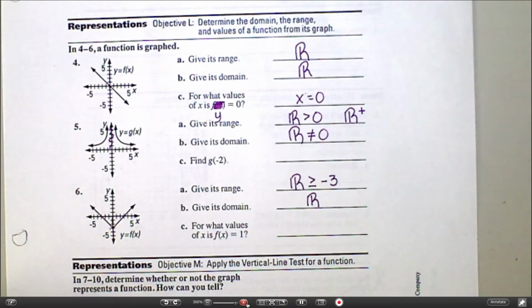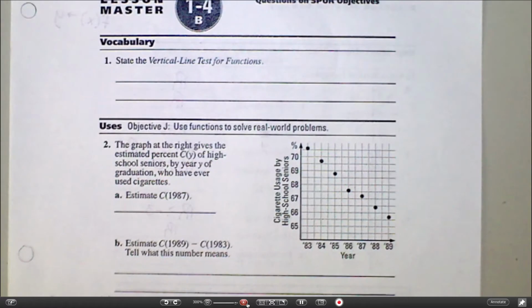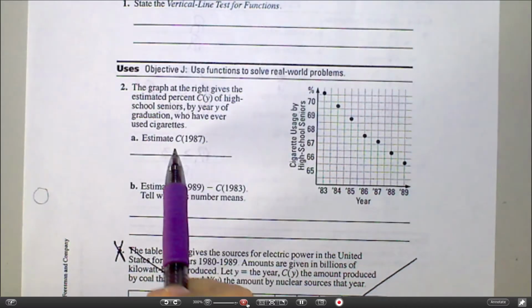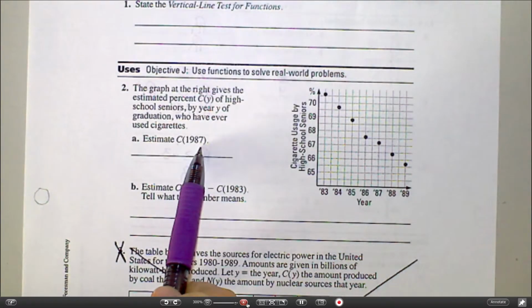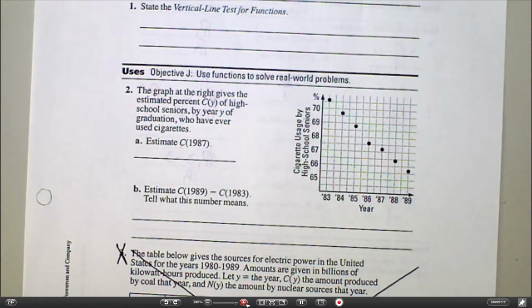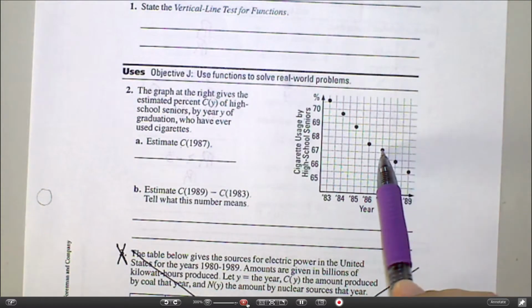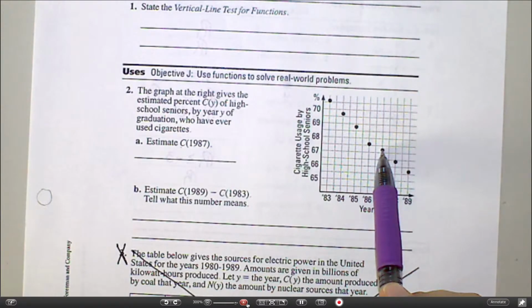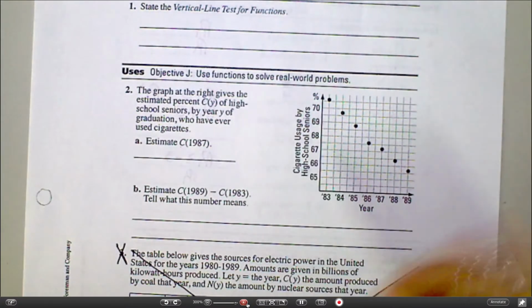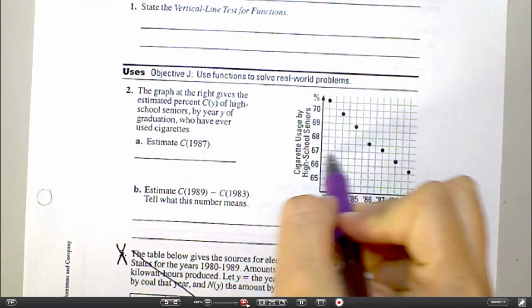Find g of negative 2. Do you remember how to do that off of a graph? Think back to the front for a minute, where I wanted you to find c of 1987. Somebody raise your hand and tell me what you would do to find c of 1987. Go ahead, Austin. You would look at 87 and then go up. Okay, and you'd go up, and then you would stop. How would you get your information from that dot? You kind of estimate from across, right? You would go across to the y, and you would say what number does it hit over here?